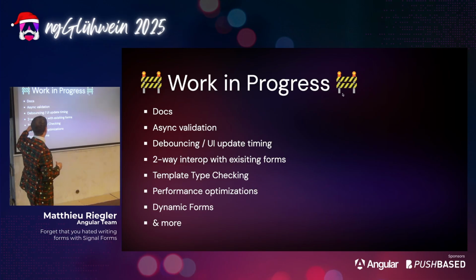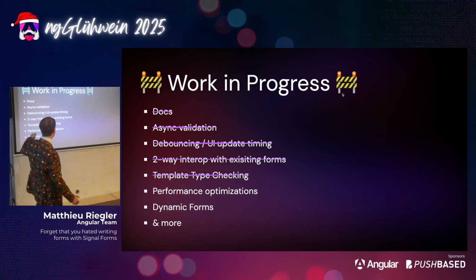We want to do some docs, some async validation. We want to have some debouncing support, having a great interop story. We want to have better template type checking, performance optimizations, dynamic forms, etc. And since then, in the last few months, we shipped a lot of things. So we shipped the first version of our docs, async validation works, debouncing also works, a two-way interop, I will give you more details after this, and type checking also, let's say, basically works.